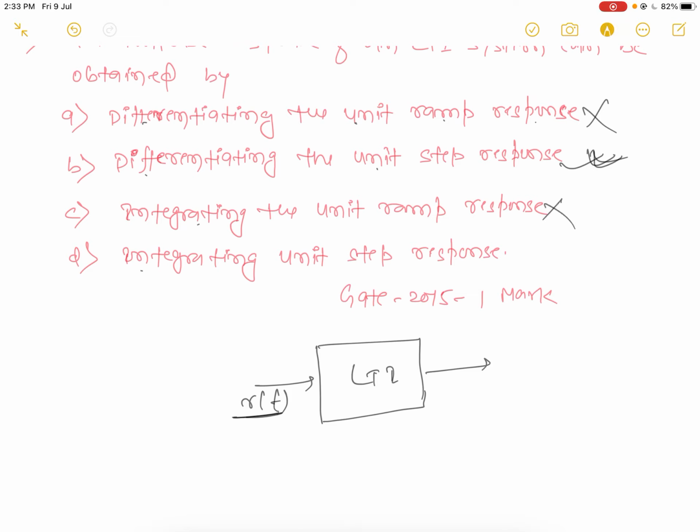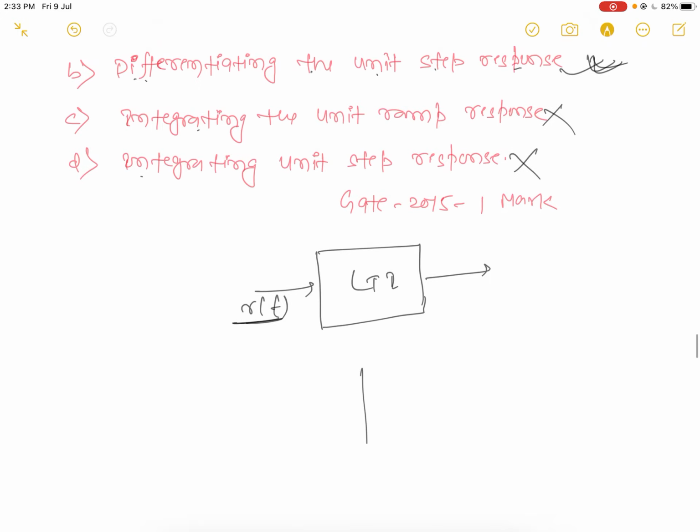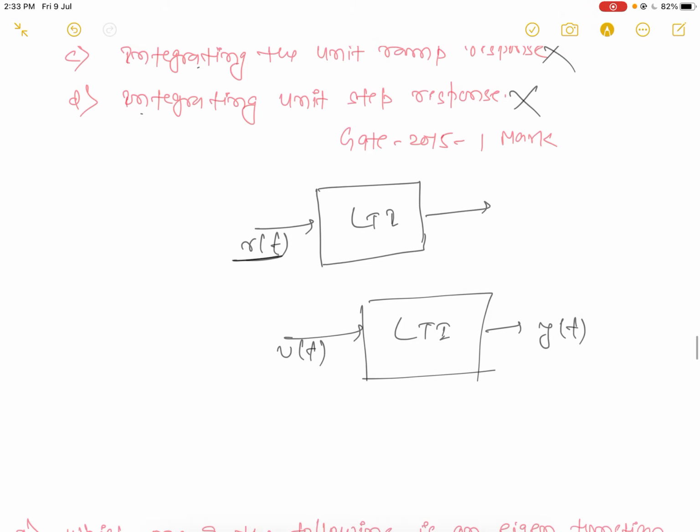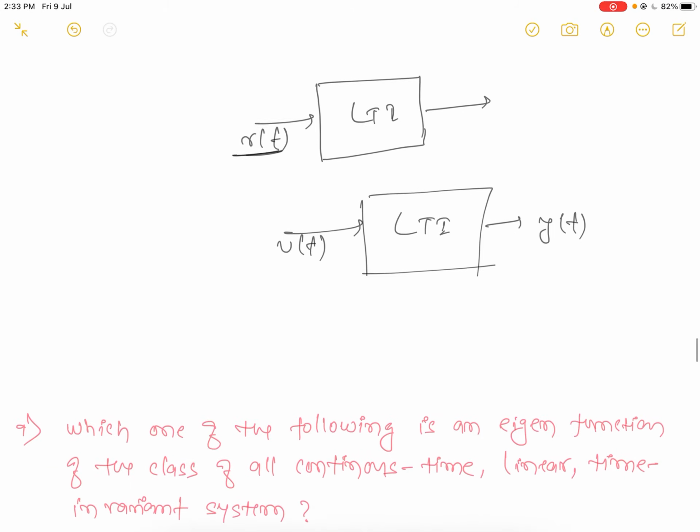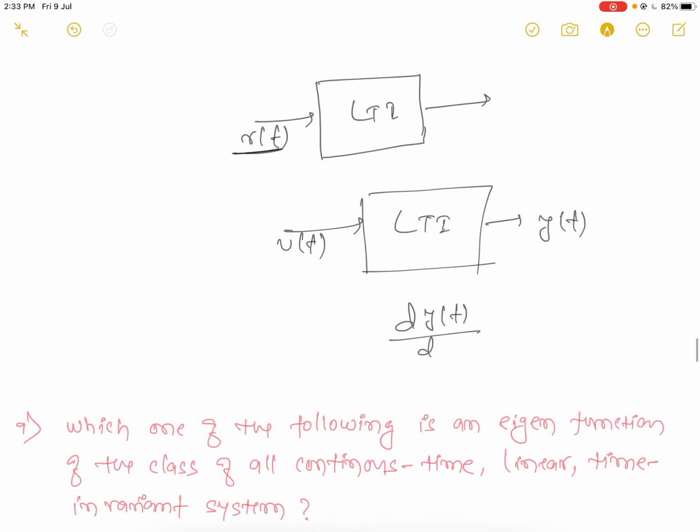Integrating, this one is wrong. Integrating, this one is also wrong. So the right answer is differentiating the unit step response. When you apply the unit step in an LTI system and get the unit step response y(t), and you differentiate this response, then you will get h(t), which is the impulse response of an LTI system.